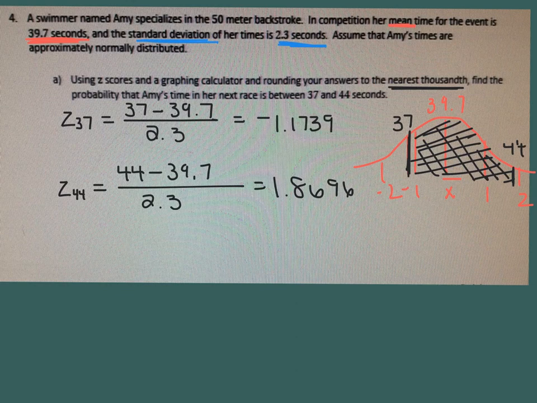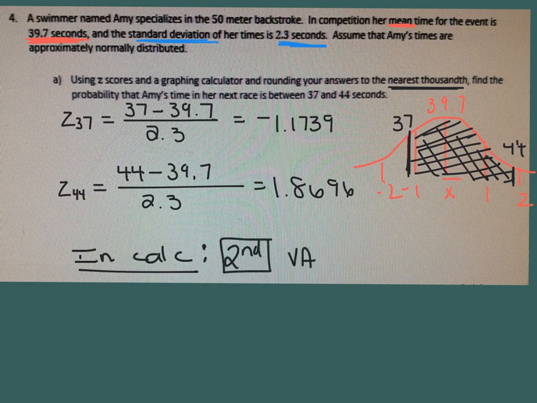You want to go to second vars. Here, I'm going to actually write this down. So in your calculator, you want to hit the second button, and then you want to go to vars, which is just to the left of the clear button. Above that it says distribution. So that's really what we're trying to go into, distribution. When you hit second vars, you're going to go down to the second choice, which says normal CDF.